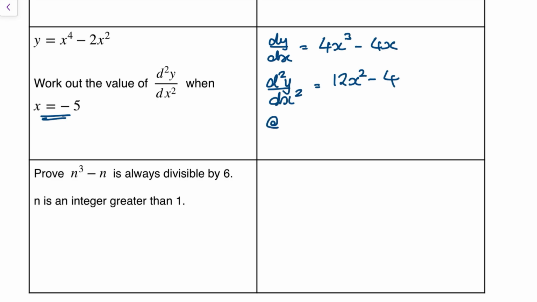And then it wants to know the value at x equals minus 5, which is going to give me 12 times minus 5 squared, which is 25. It's going to be a big number. Minus 4 is equal to, well, 12 times 25 minus 4 is 296. And that is question done. On to the last question.